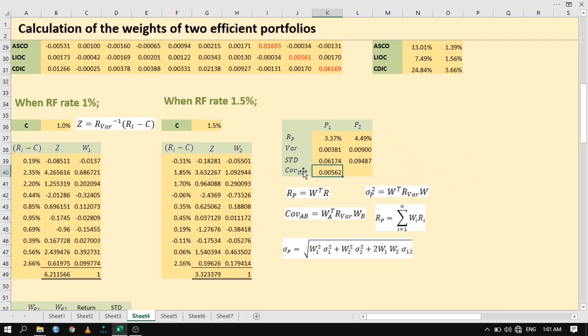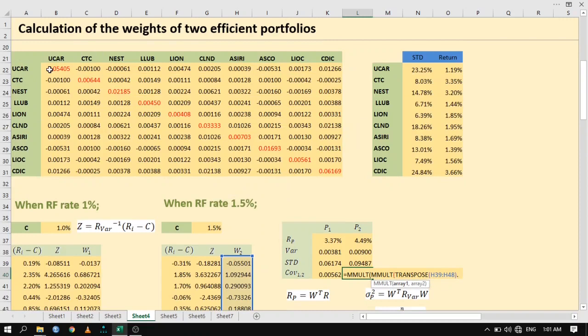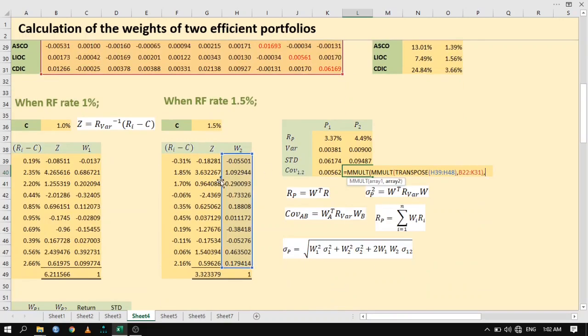Even if you calculate the covariance value for the other portfolio, it will be the same, because it is anyway the covariance between these two portfolios. Let me calculate it so you can witness that. Mmult, mmult, transpose weight of the portfolio 2 multiplied by variance covariance matrix, multiplied by weight of the portfolio 1. Control Shift Enter. So you can see both the answers are the same, 0.0056, 0.0056.